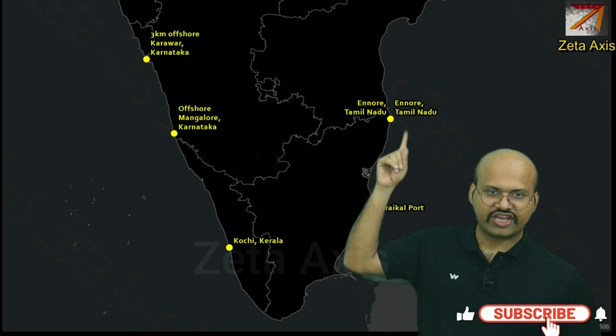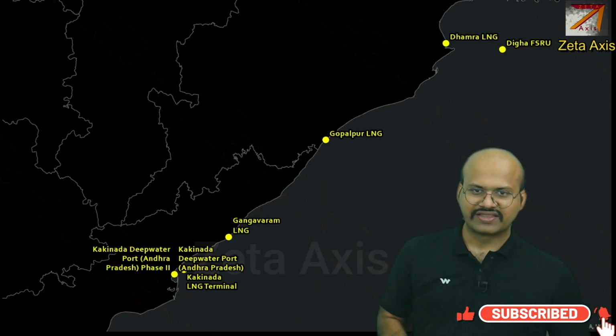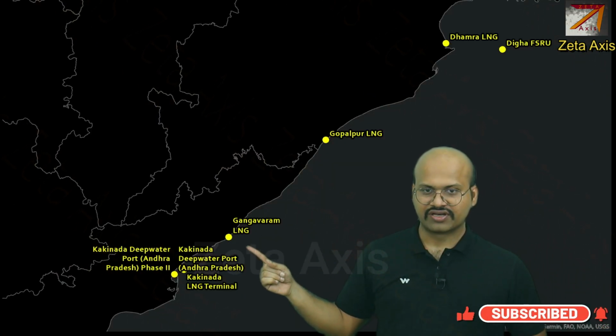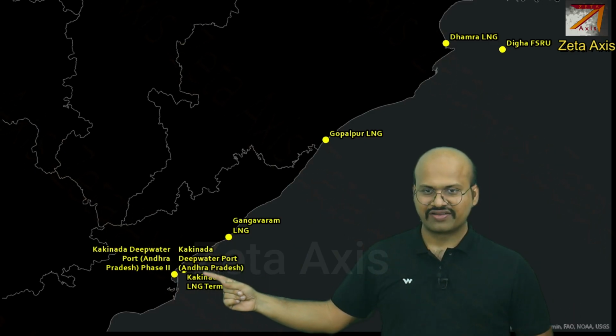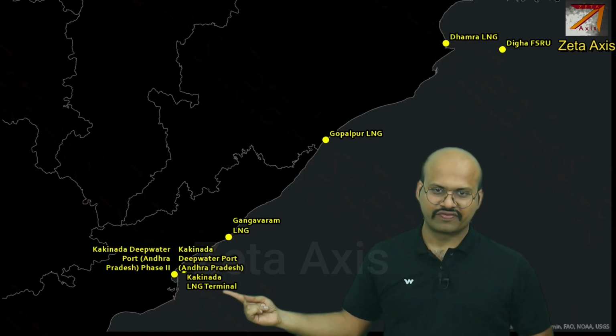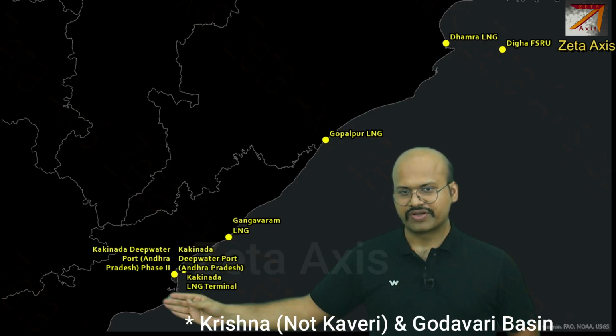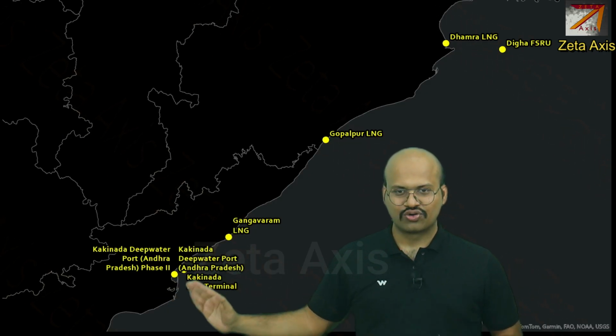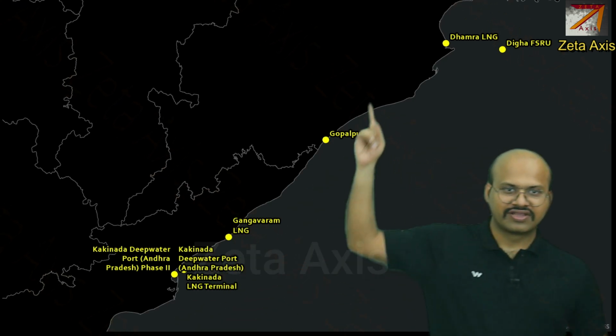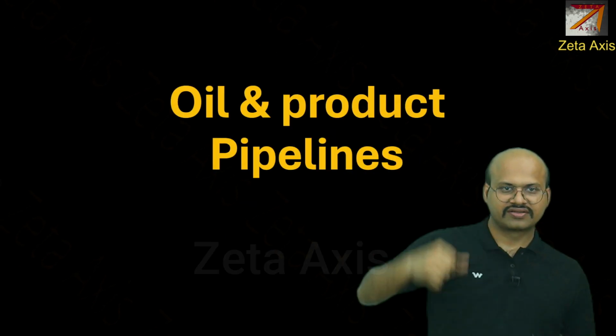Karaikal port, and Ennore, where we have 2 LNG ports, and then we have Gangavaram in Andhra Pradesh, and Kakinada. We know that this place is important for natural gas production because here we have the Krishna Godavari basin. So here also there are 2 LNG stations. Then we have Dhamra and Digha.